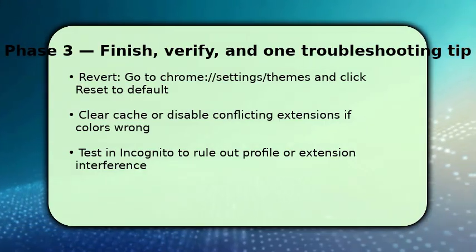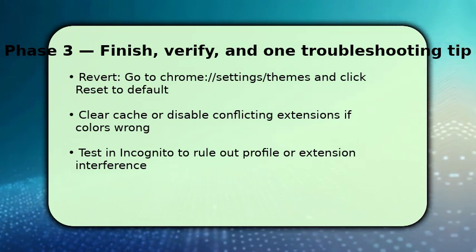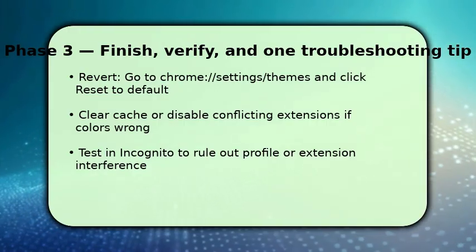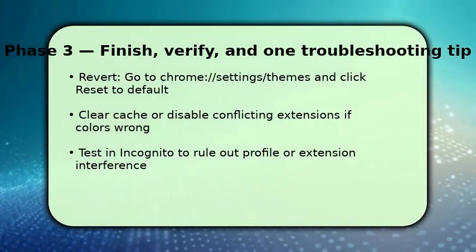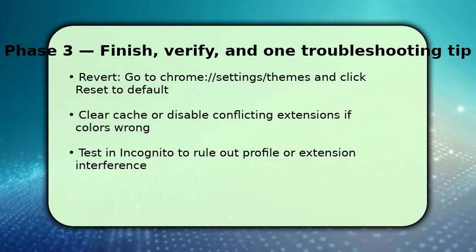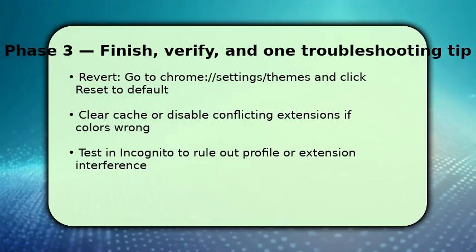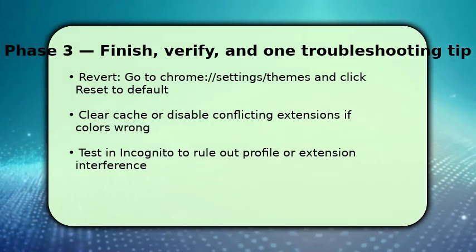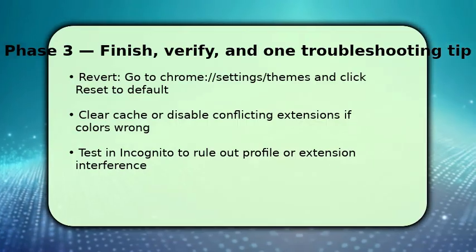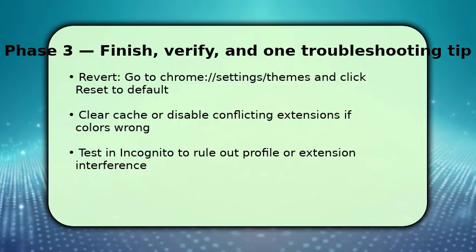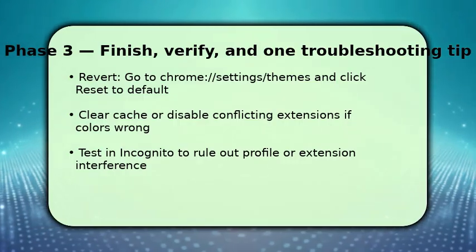Once done, if colors look off, try Reset to Default in Chrome://settings/themes, then reapply a theme. This often fixes glitches. If problems persist, clear cache and disable recent extensions. Some modify appearance. You can also test in incognito to rule out profile or extension interference. If nothing works, sign out and back in to sync settings, and then reapply the theme.